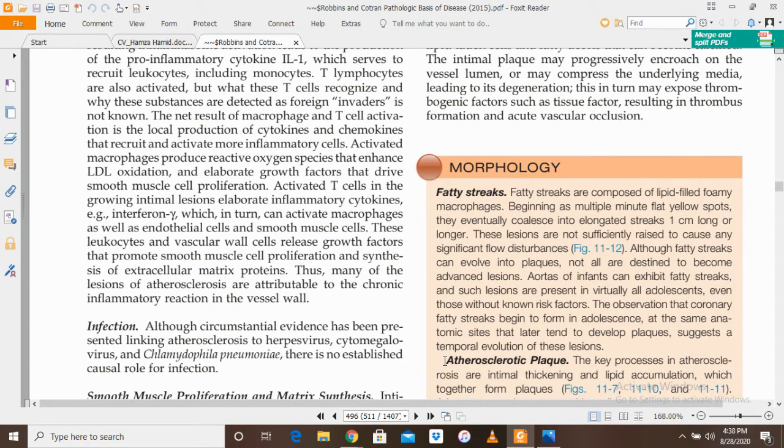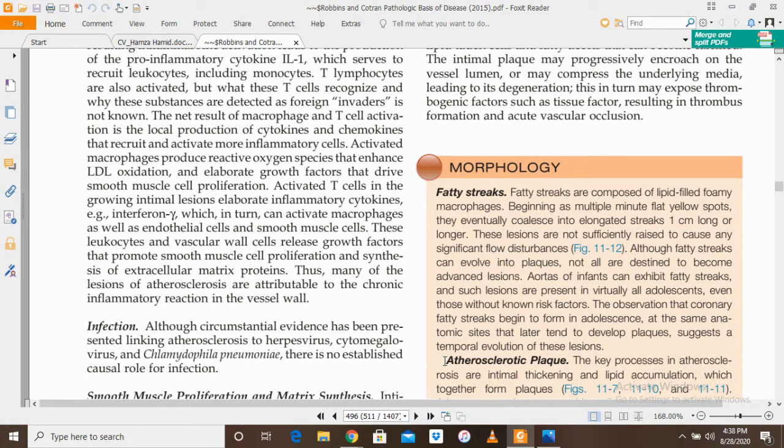First, when there is damage to the endothelium or endothelial dysfunction, the macrophages, the T lymphocytes, and the smooth muscle cells come into the intima, and macrophages and smooth muscle cells eat up lipid, low density lipoprotein, and they become lipid filled macrophages. These lipid filled macrophages are called foam cells, and these are multiple in number, and these foam cells appear as flat yellow spots called fatty spots.